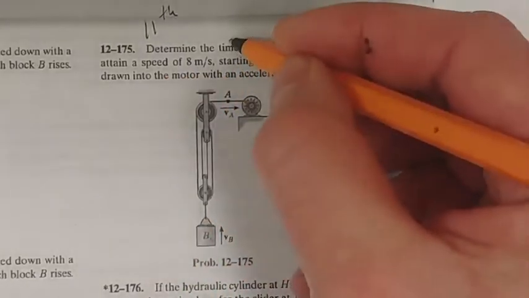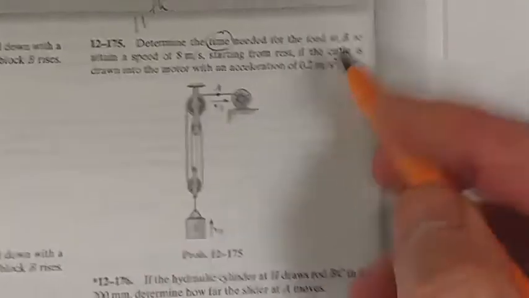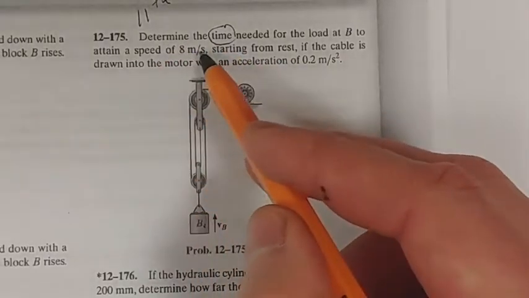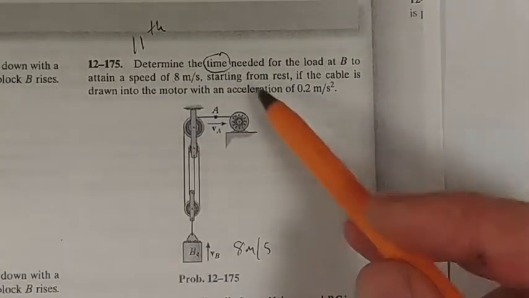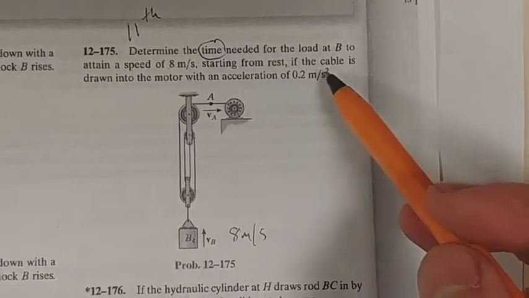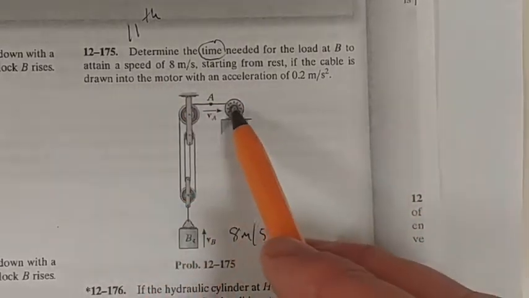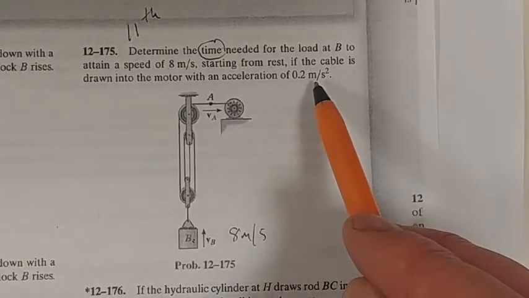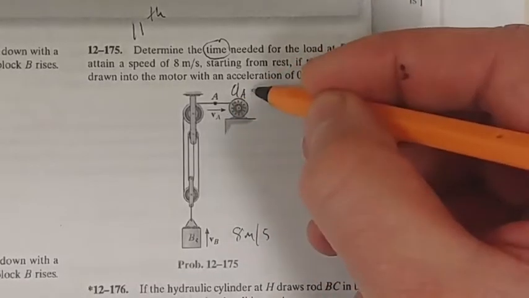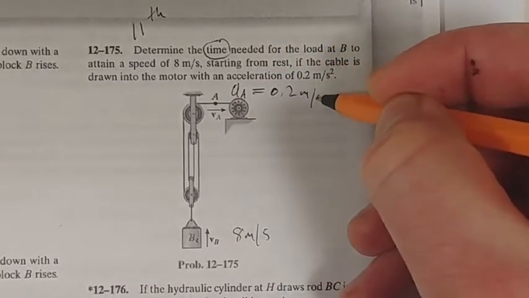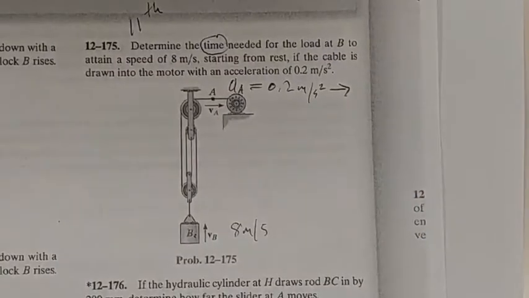So determine the time needed, time t, for the load at B to attain a speed of 8 meters per second, starting from rest. What does that mean? If the cable is drawn into the motor with an acceleration of 0.2, so here we're going to say the acceleration of point A is 0.2 meters per second squared, and we know that it should be positive because it said it should go to the right.